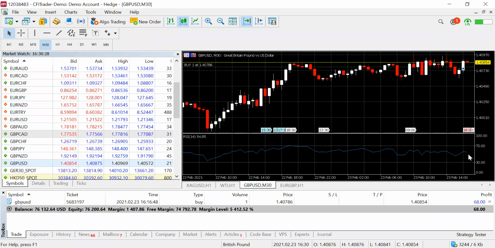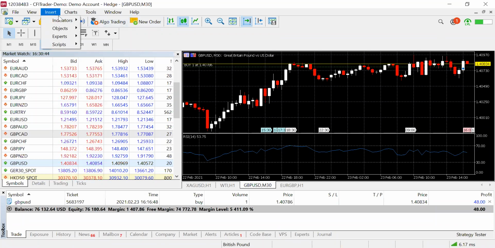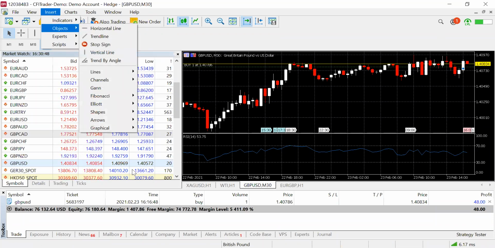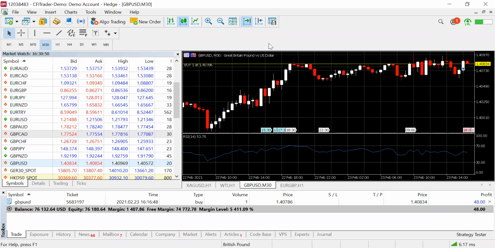So again, you have many other indicators that might be able to help you with the analysis and when to enter or exit an existing position. So you have all these plenty of options. Again, all you have to do is go to Insert, and then you have either indicators or objects, and you will have all the information as well, all the indicators that you might want to use. Okay.